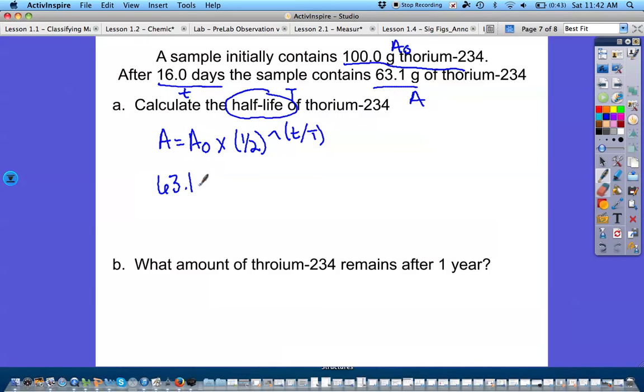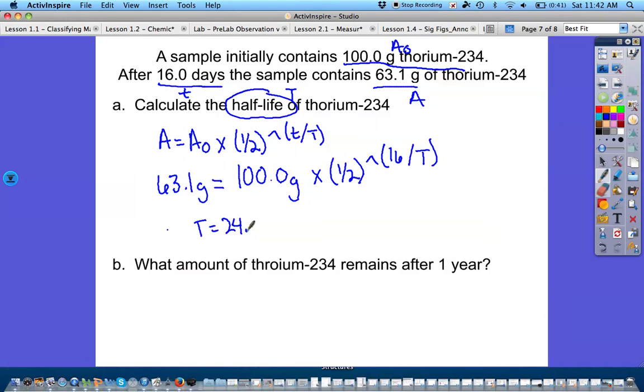63.1 grams is A. A sub 0 is 100.0 grams times 1/2 raised to the power of 16 days divided by big T. In order to solve this problem, you're going to need to use log functions, and not all of you have had the math necessary in order to understand those log functions. So I'm just going to tell you that T equals 24.1 days. I also wanted to go through another problem and figure out where things fit into the equation. But we also need big T in order to calculate part B.